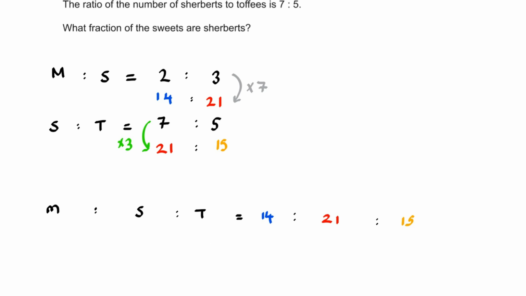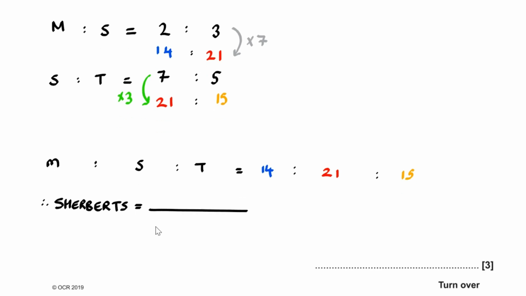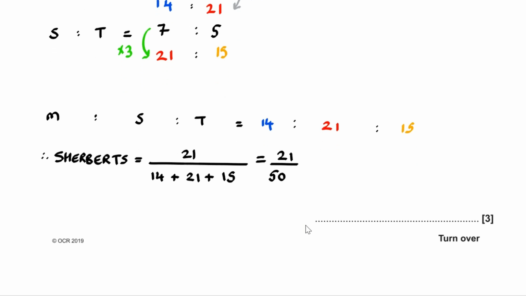And therefore, the fraction of the sweets which are sherbets, we would have here 21 out of 14 plus 21 plus 15, which is 21 over 50. So we have 21 over 50 as our fraction.